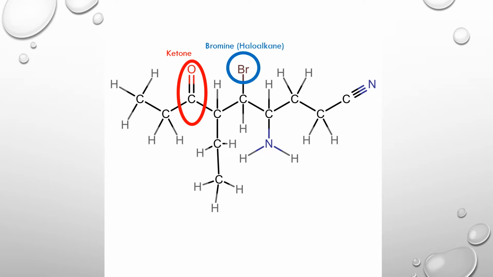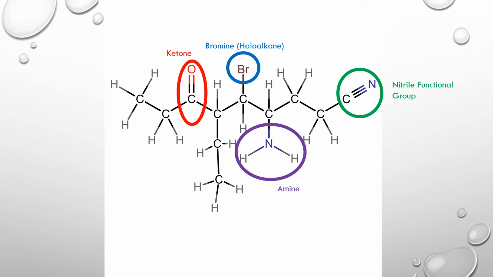So we've got a ketone. We've got a bromine bonded to a carbon, so a bit of a haloalkane going on here. We've got a nitrile group, so that's a carbon triple bonded to a nitrogen atom. And we've got an amine, so a carbon bonded to a nitrogen and then to 2 hydrogens. So we've got 4 functional groups present. So there's some beginning things about thinking about naming this molecule.